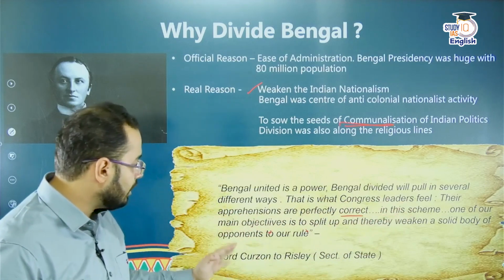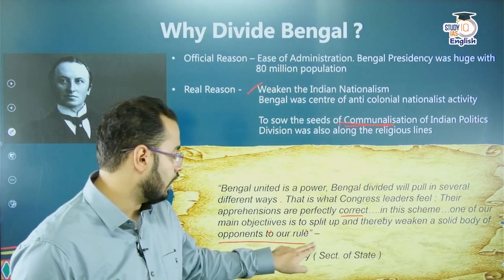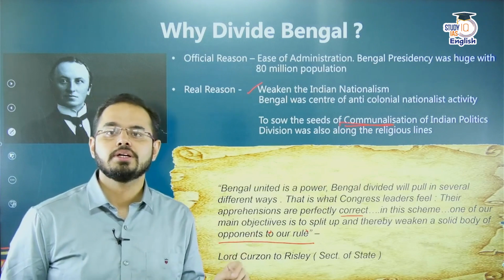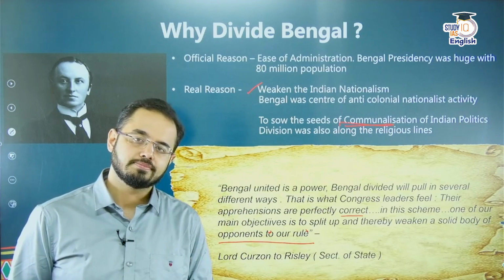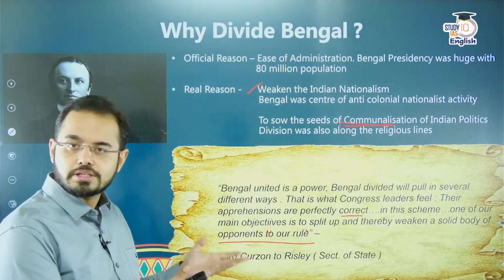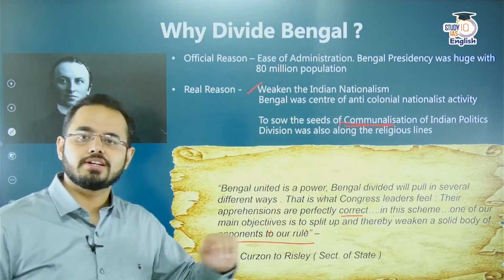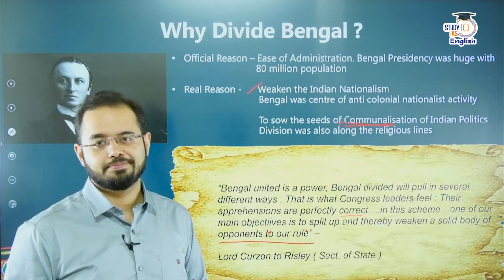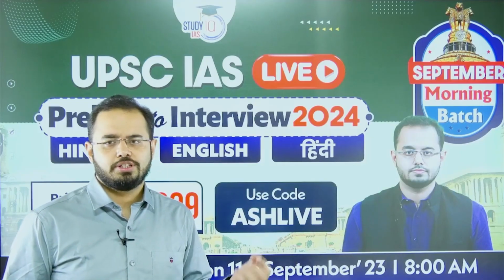One of our main objectives is to split up and thereby weaken a solid body of opposition to our rule. And hence he is talking about the nationalism or nationalistic activities that used to take place in Bengal. This is nonetheless the word from the horse's mouth. Lord Curzon himself is saying this because he wrote this letter to H.H. Risley, who was the Secretary of State at that point of time. What more proof do you need that this was the real reason? But nevertheless, that is when the Swadeshi movement started.